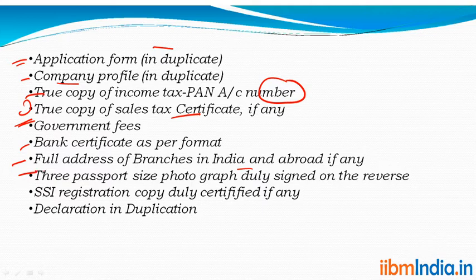Three passport size photos duly signed on the reverse side of the photos. Whatever photos we are submitting, we have to sign on the reverse side. SSI registration copy duly certified, if any. If you have made registration under small scale industries, you must have the certificate of SSI registration, and you have to submit that registration certificate also. And declarations in duplicate. You have to provide the declaration form also.